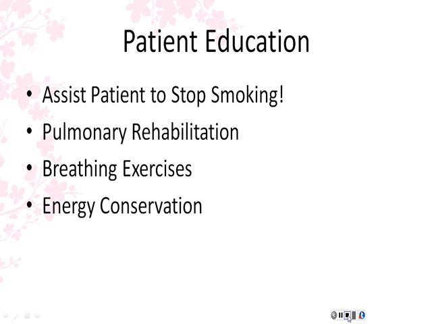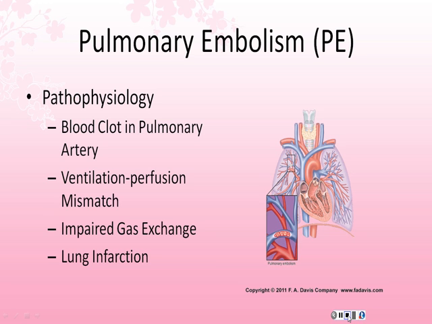Pulmonary embolism, so this is a blood clot in the pulmonary arteries, can be from fat or amniotic fluid as well, and the problem is there's this ventilation and perfusion mismatch, so the lung is well ventilated with air, but no blood flow or perfusion, causing seriously impaired gas exchange. Lung infarction happens when the lung is damaged from that lack of oxygen.